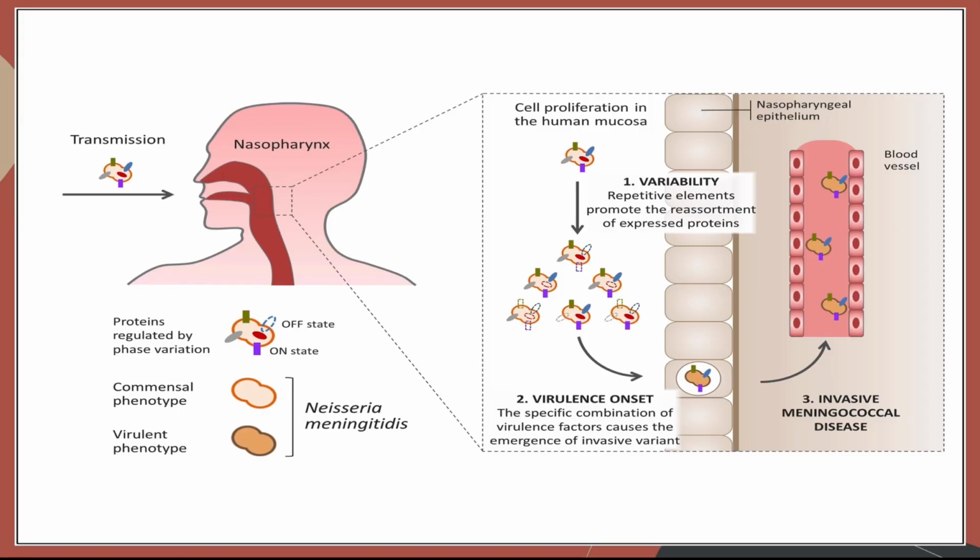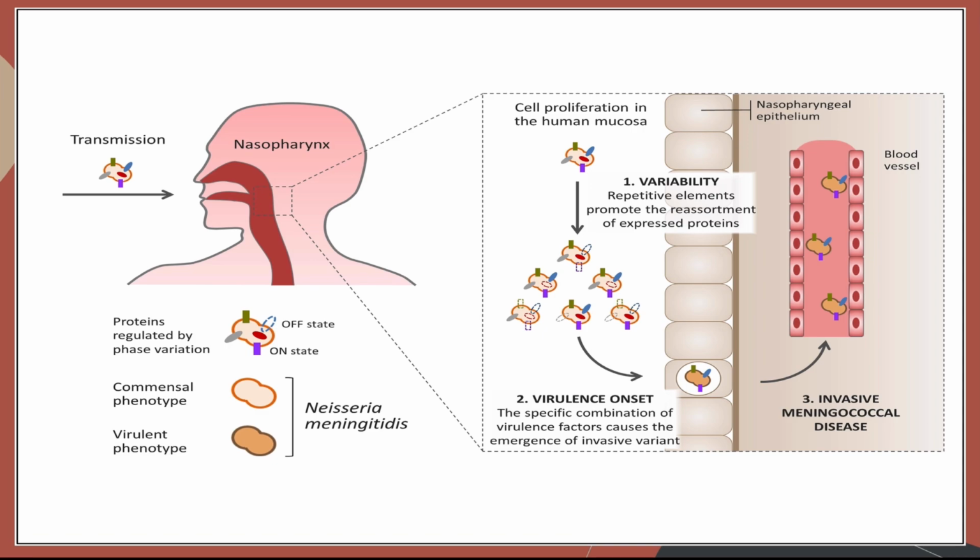This is an illustration of how transmission occurs. You can see on the left-hand side that it can be contracted through the mouth or the nose, leading to the back of the nasopharynx. And there will be two phenotypes of Neisseria meningitis. There's a commensal phenotype and the virulent phenotype.